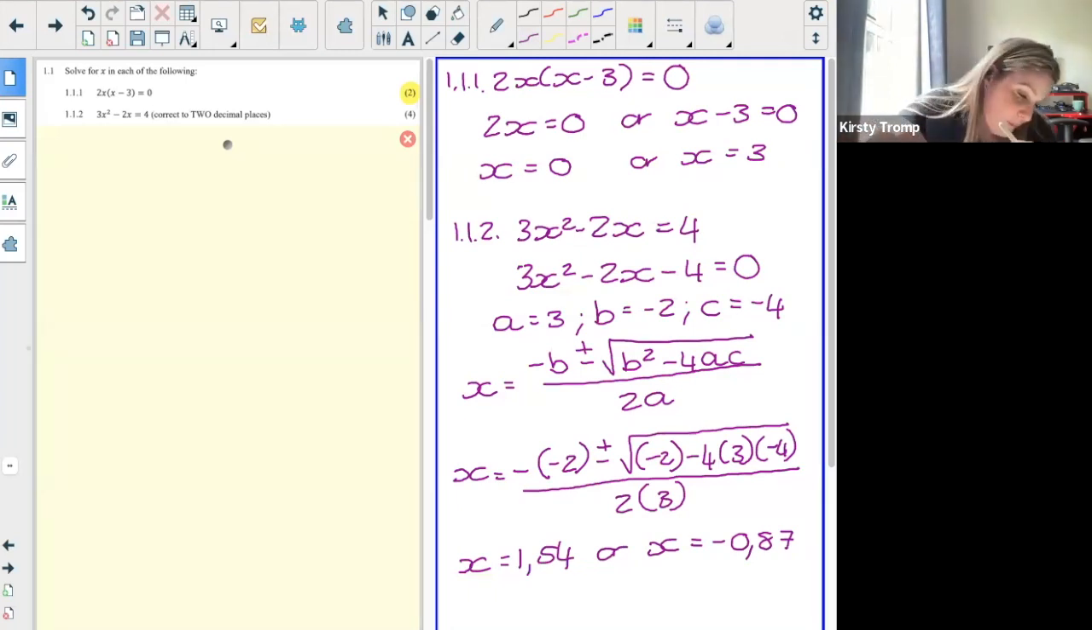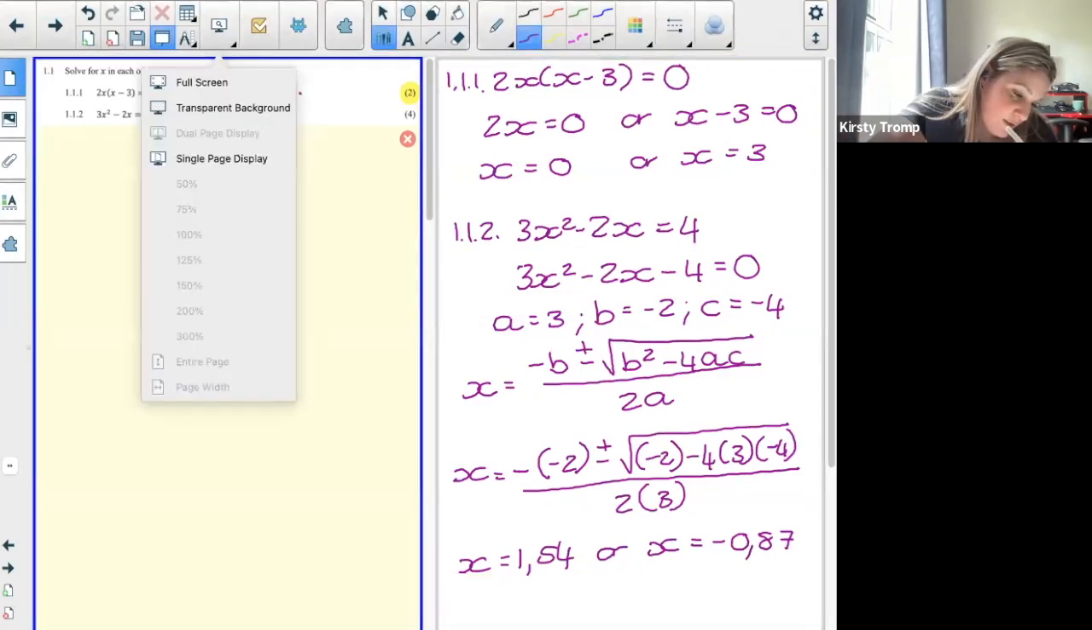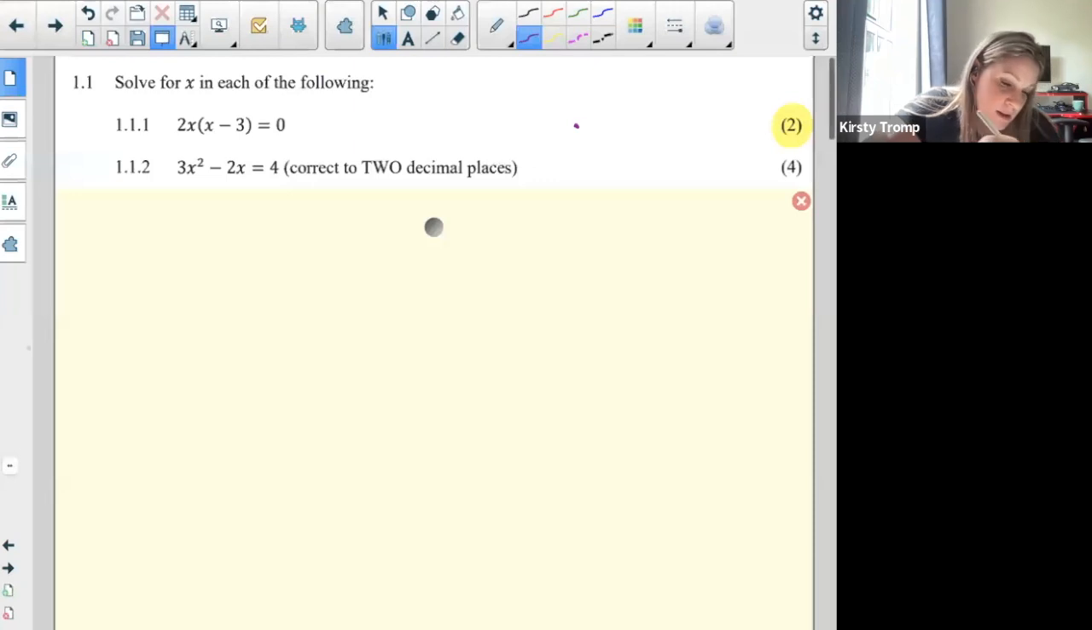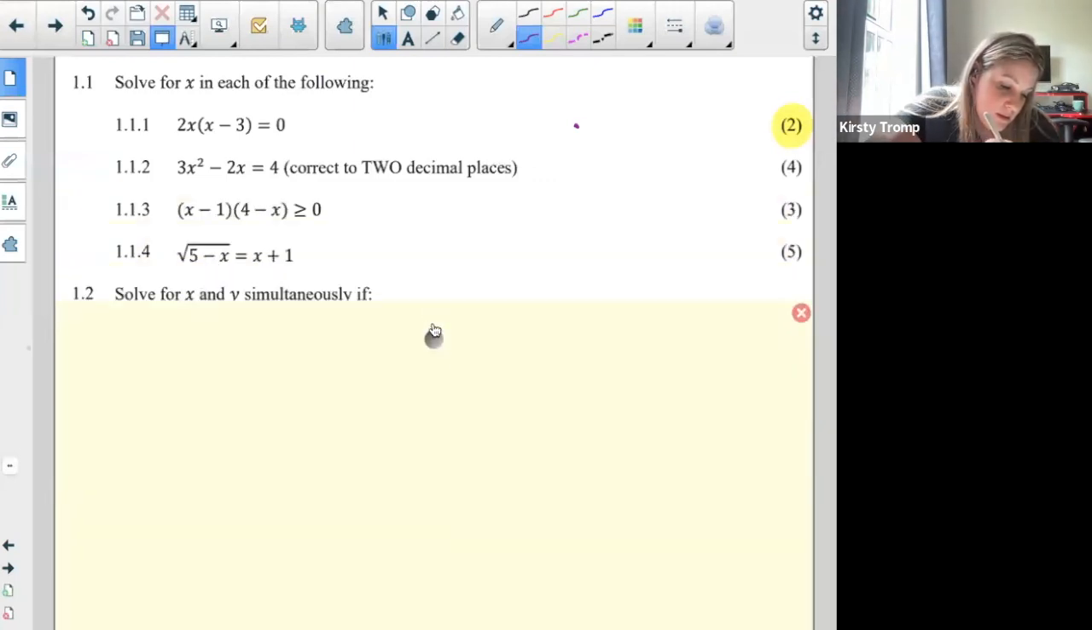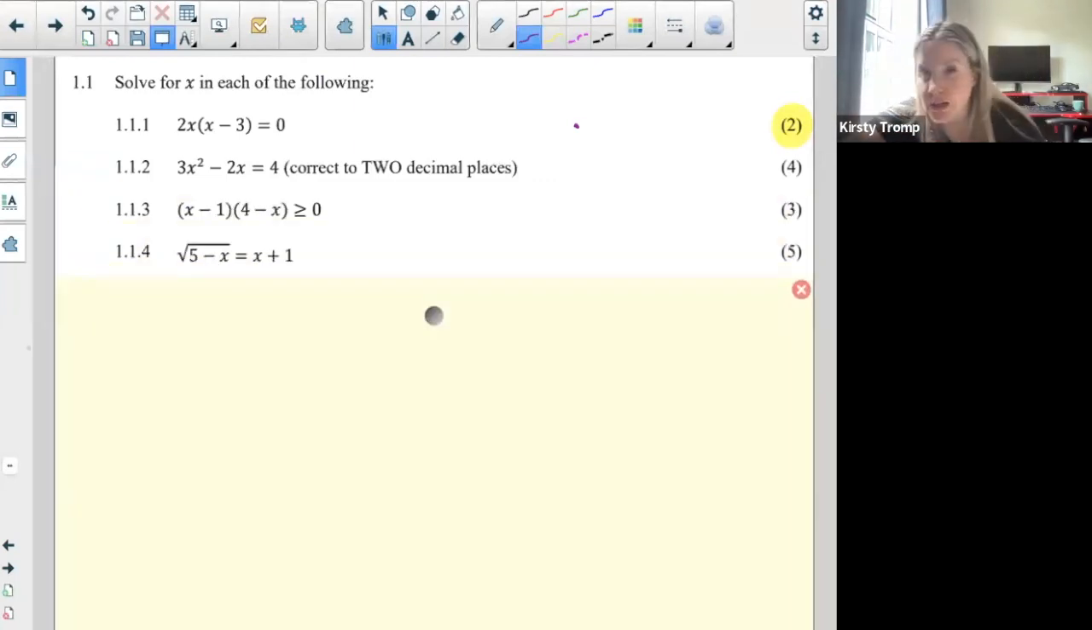We're going to go back to looking at a full screen. Next two questions. I've got, first of all, an inequality. And that brings with it some of its own issues, inequalities. I quite like inequalities.